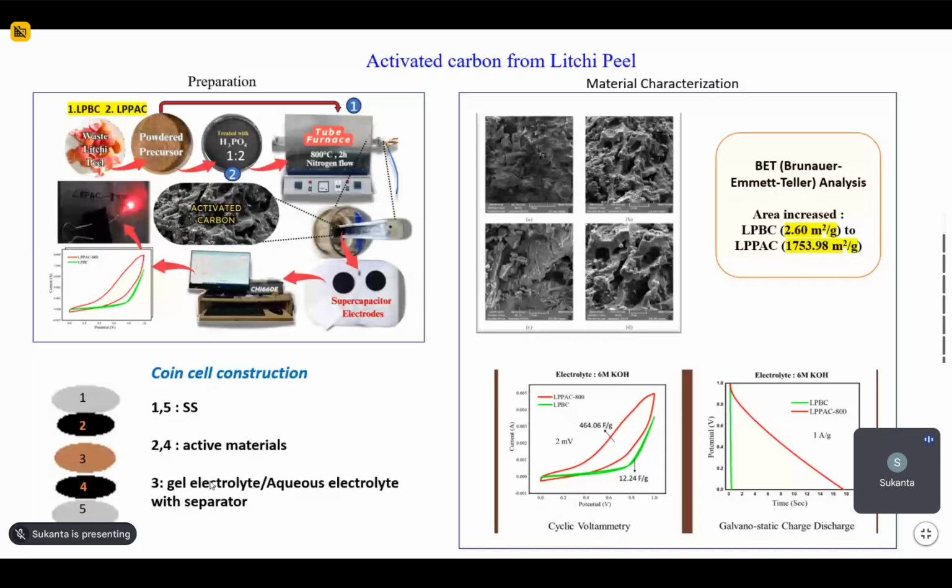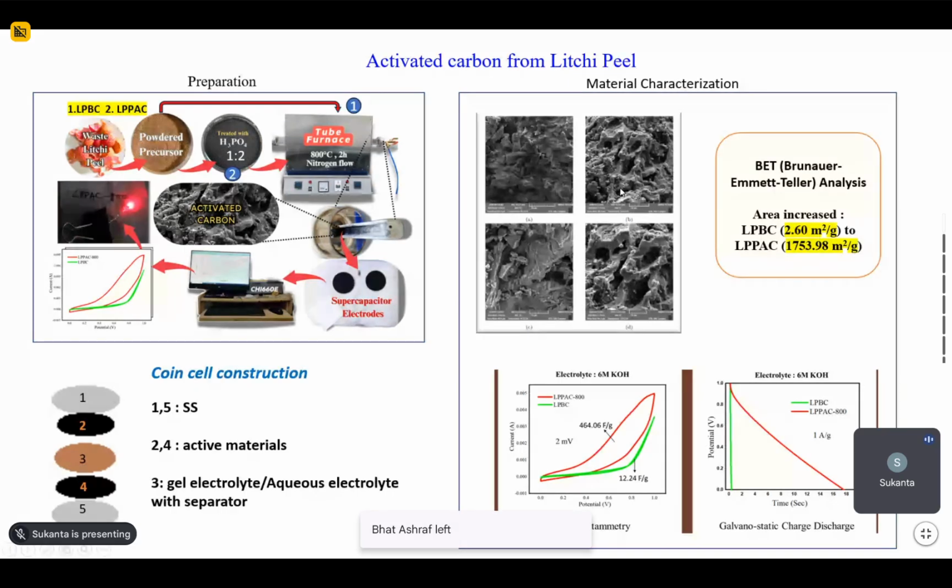So from this lychee peel, we can make the powder and treat them with acid and then burn it, or we can burn it first and then treat with acid. These two methods we can do, and then we can prepare the activated carbon material. Like here, on the right side, we can see the AC images and the surface area.